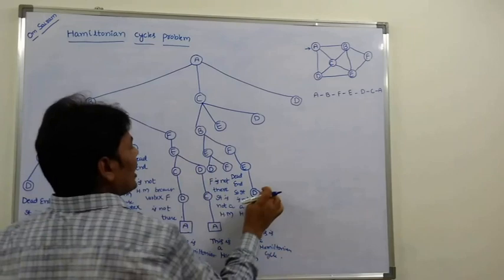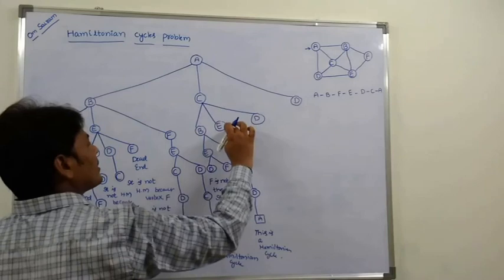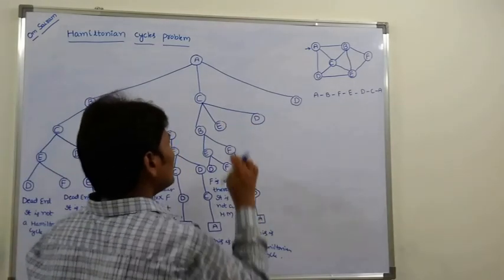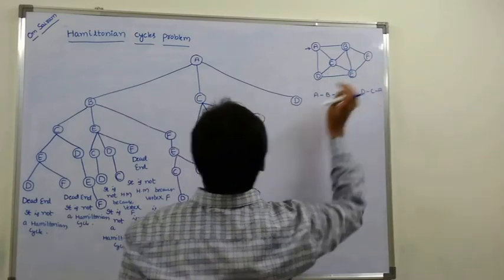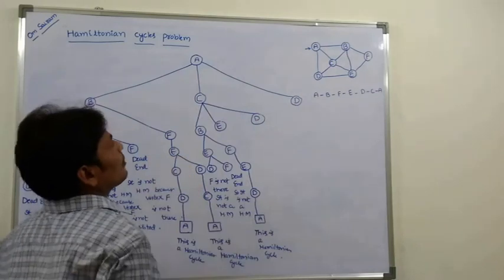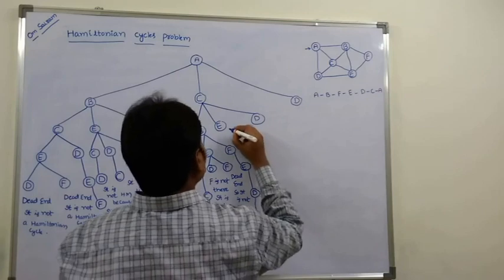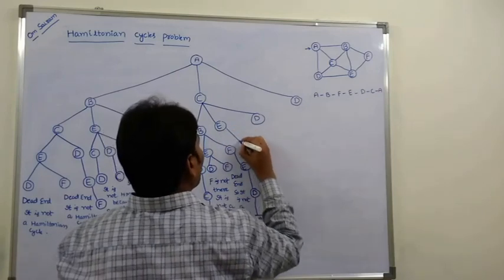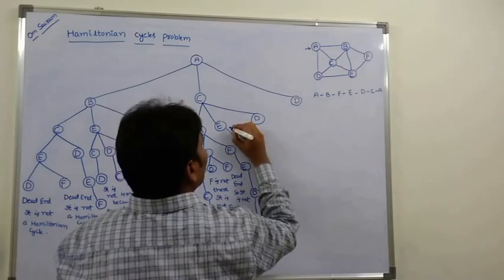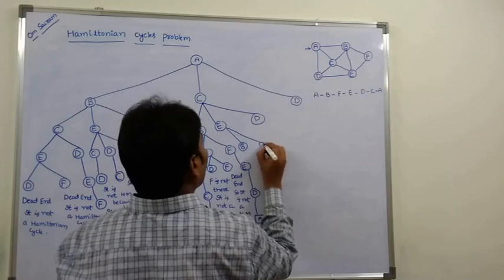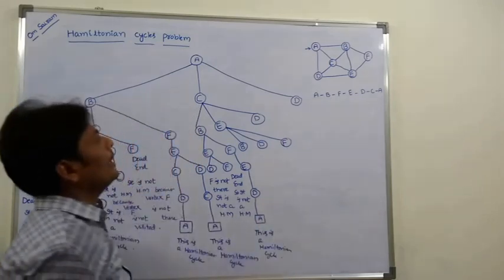Next, again we have to backtrack to E, backtrack to F, backtrack to B, backtrack to C. Next, consider vertex E. What are the adjacent nodes for vertex E? B, C, D, F. Only C is completed. B, D, and F are not visited.